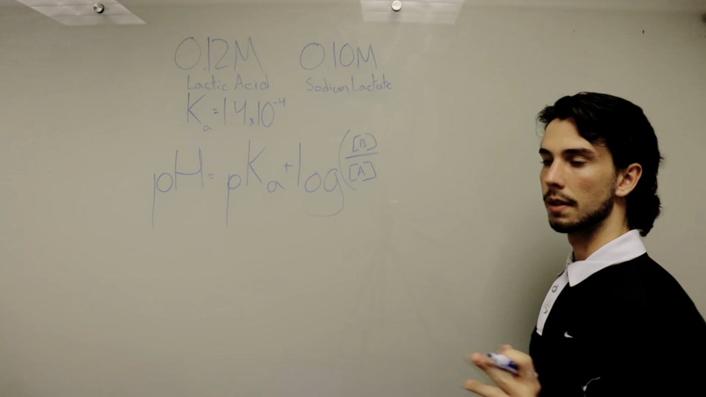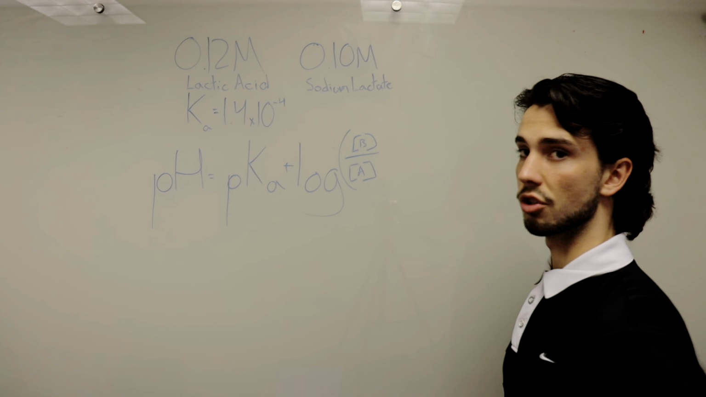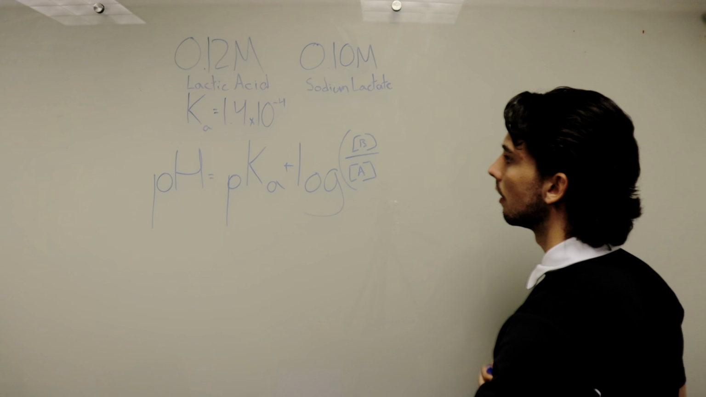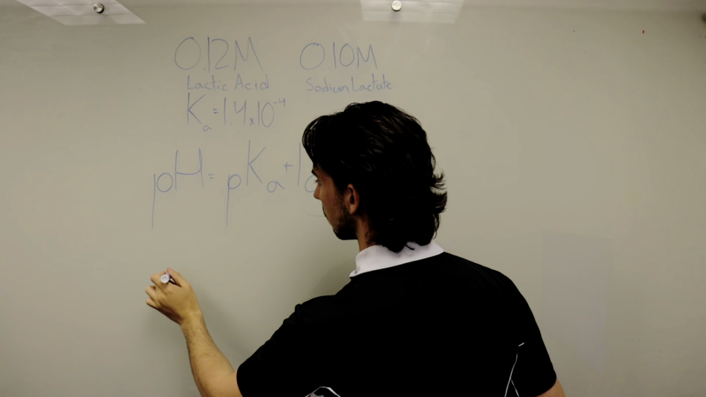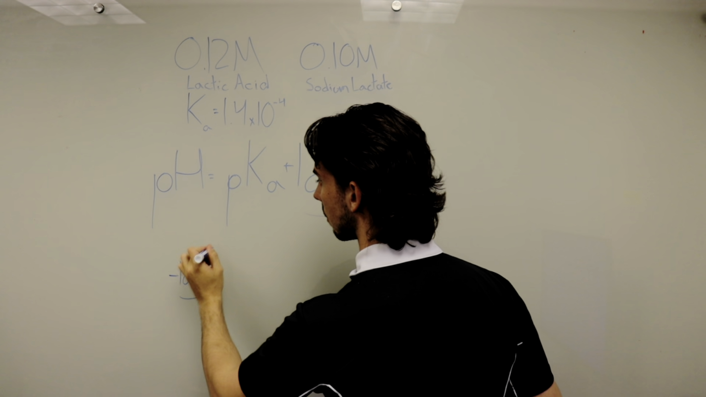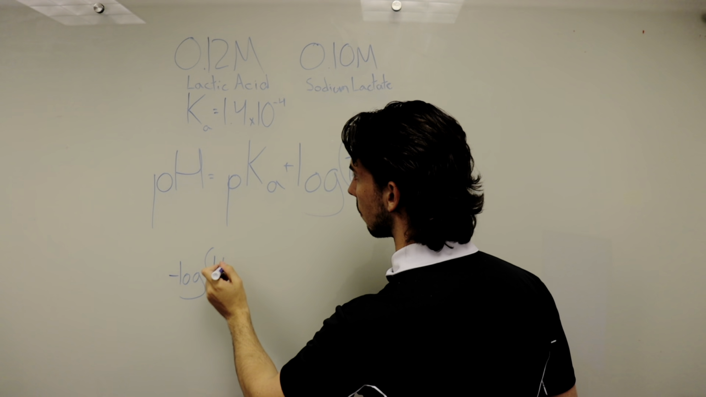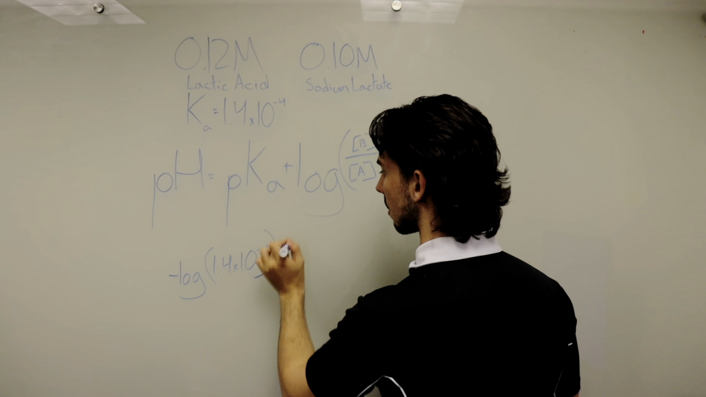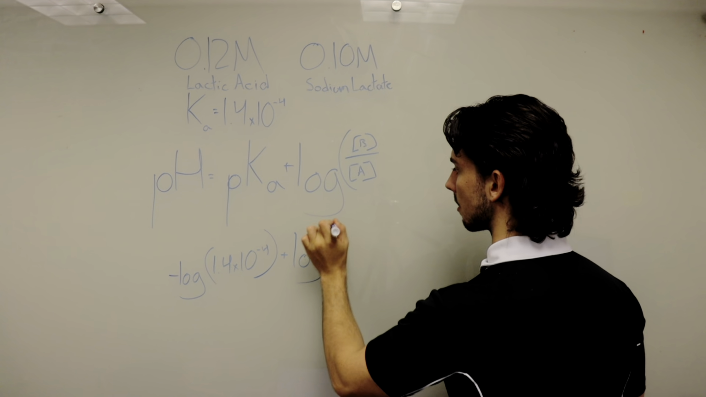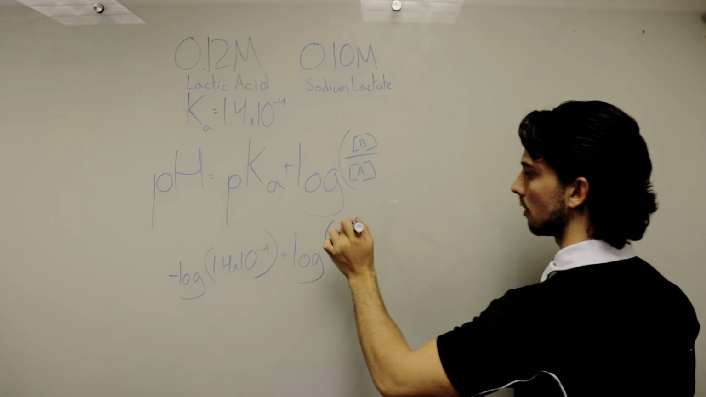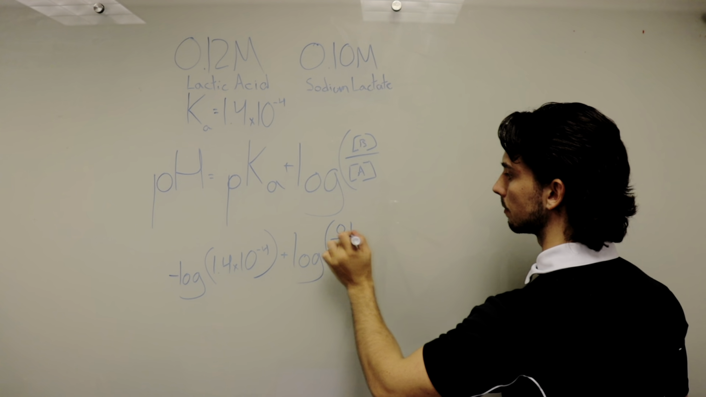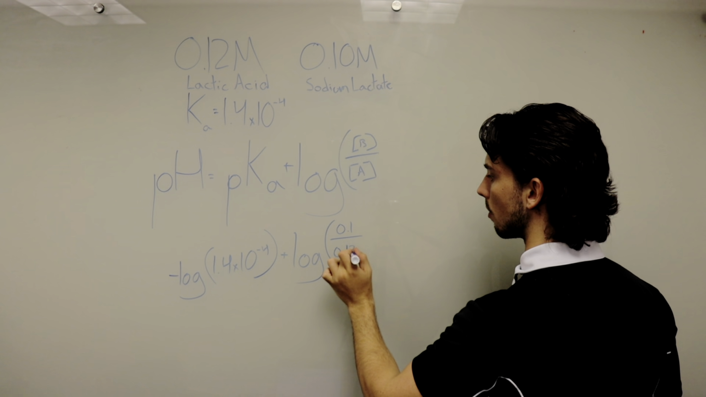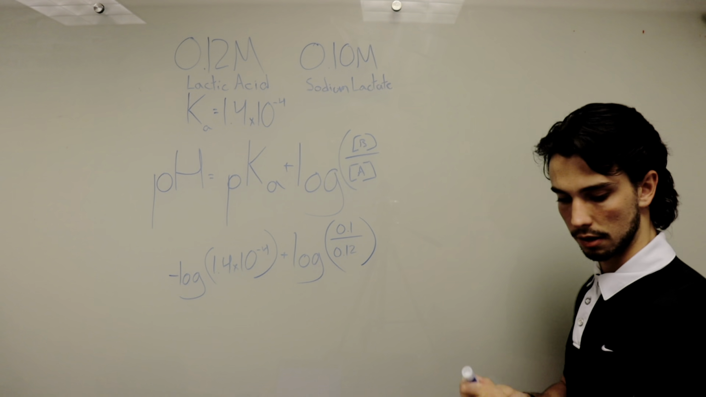So the first step is recognizing that we have that acid and its conjugate base. So let's just fill this in. This is simple enough. We did this one already. So the pH is equal to the pKa, which means negative log, of our Ka, which we're given as 1.4 times 10 to the negative 4th, plus the log of our concentration of our base, sodium lactate, 0.1, over the concentration of our acid, lactic acid, 0.12. That's going to give us our pH.